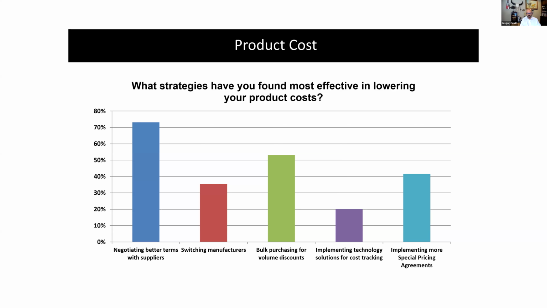Bulk purchasing for volume discounts, that's good. There's nothing new there, but I think there might be some takeaways from today that will help enhance the results of that, with different ways of thinking about it. Then implementing technology solutions for cost tracking. As we embark on this journey, technology is still kind of taking a backseat in some respects, but I would dare say that five years ago these results would have been substantially less than 10. And implementing more special pricing agreements, we're going to spend some time talking about today.